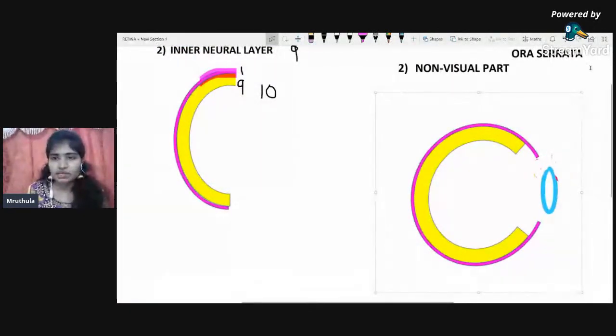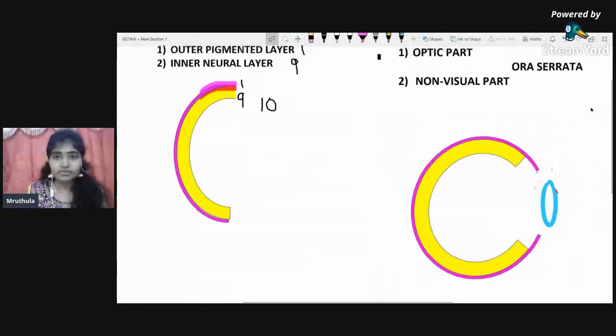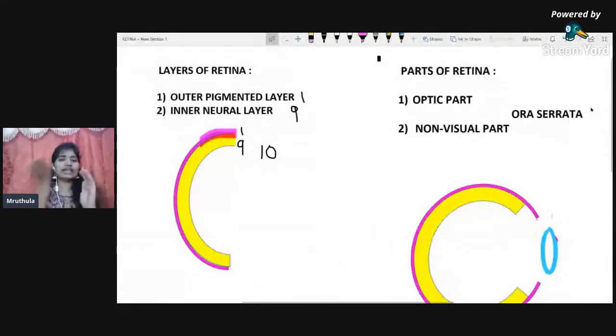Now, let us appreciate one more thing in the retina. What I told you was the layers of the retina. Now, we can also divide this retina into two different parts. On the posterior aspect, we have an optic part. Optic part means that is the sensitive part, the layer which actually picks up the light and converts it into electrical impulses. And anteriorly, the retinal layer becomes even thinner and forms the non-visual part of the retina.